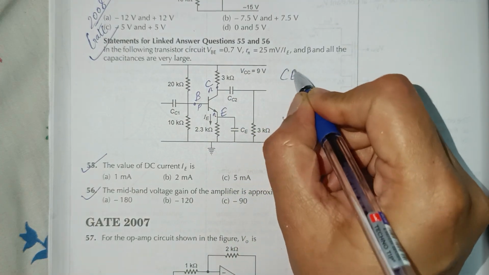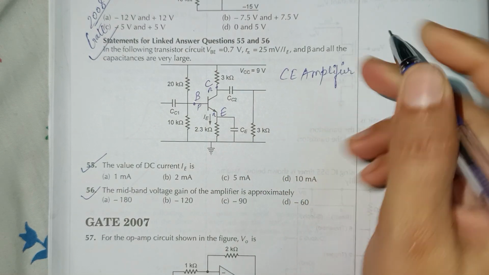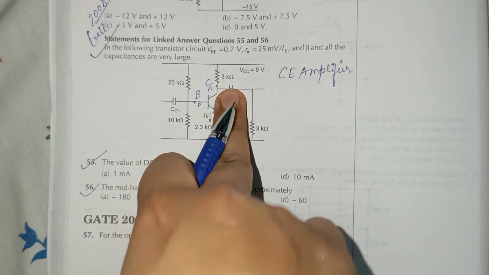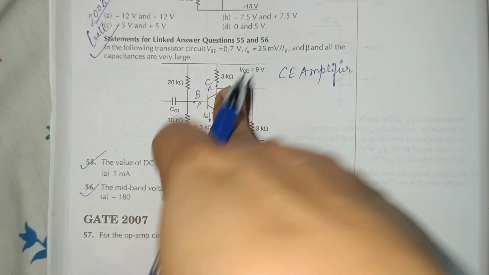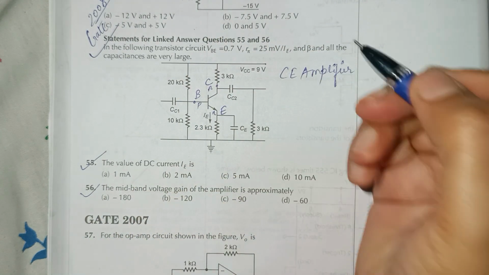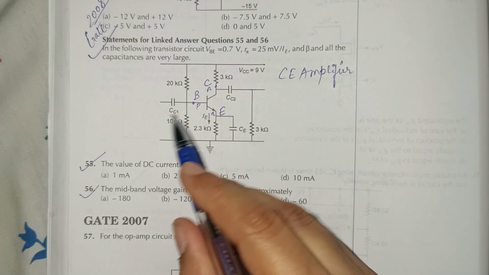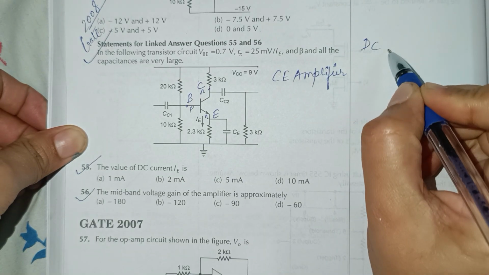So it is a common emitter amplifier, in which the emitter is common, input is applied to the base, and output is taken from the collector terminal. We have this supply voltage of 9 volt VCC and this is ground. Okay, so let us start our DC analysis. So how to do DC analysis?